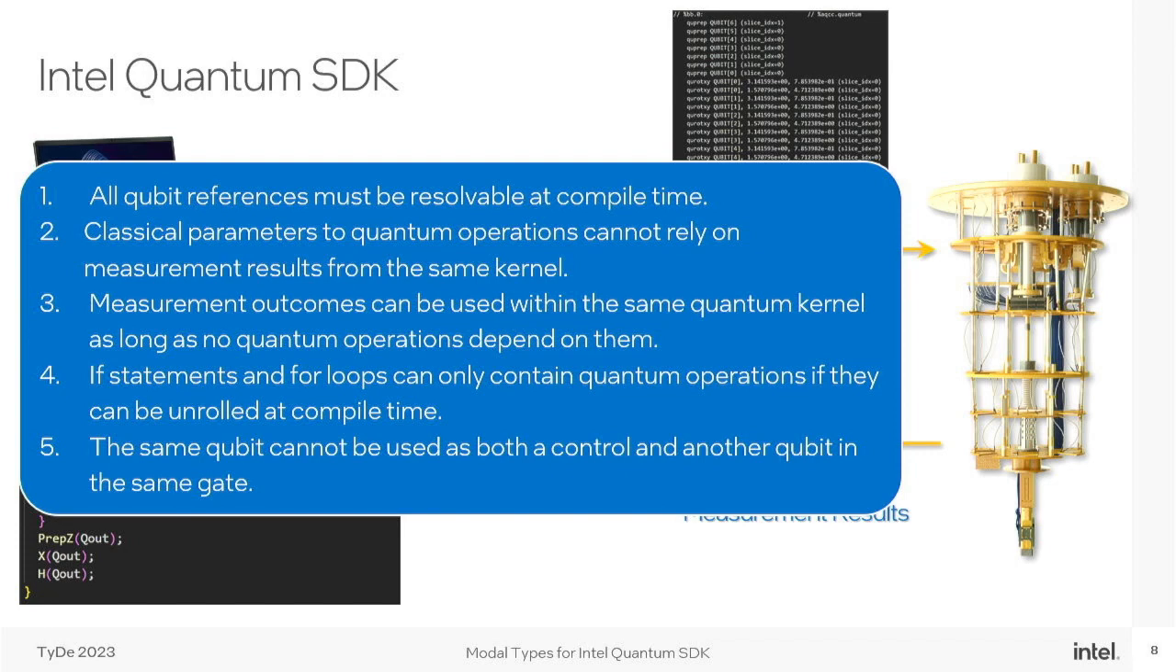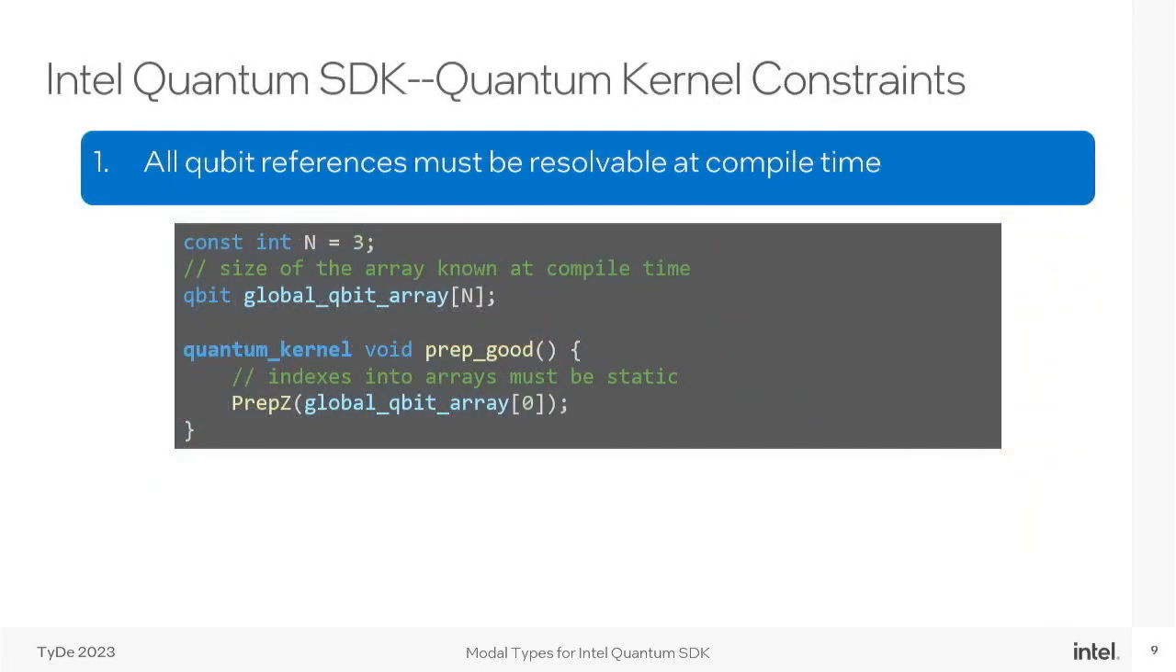it introduces some guidelines that are written down in plain English that describe how the classical and quantum data can depend on each other inside of quantum kernels. And so here's the summary, but I'm going to focus in on two of them in particular. So the first rule says that all qubit references must be resolvable at compile time.